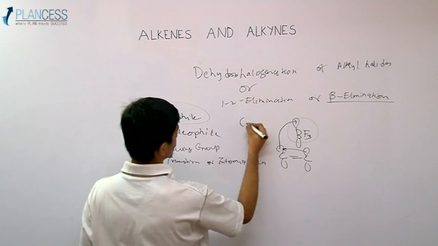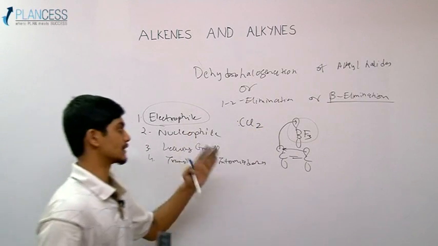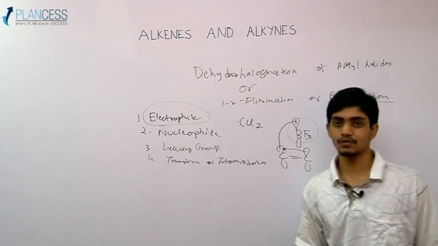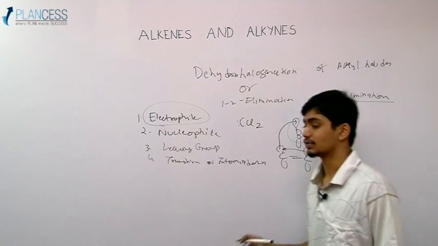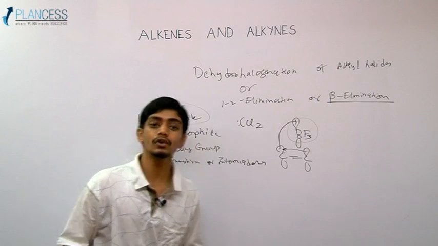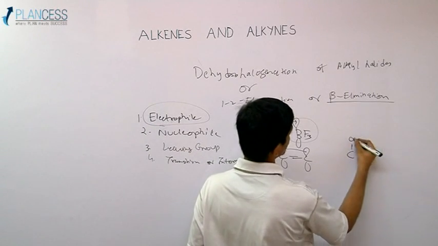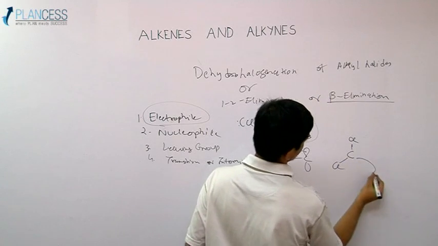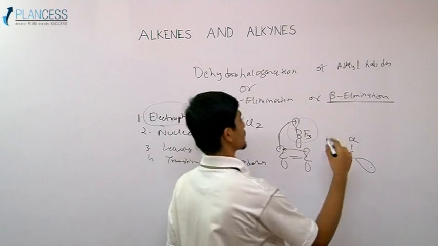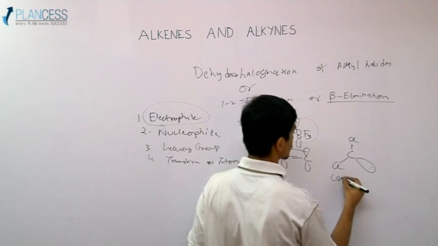Now what about this? CCl2 with a lone pair of electrons. Is this an electrophile? No, this also is not... this is actually an electrophile, although I am showing a lone pair of electrons over here. When you draw the Lewis structure, you will see that this is sp2 hybridized and there is an empty p orbital. This type of intermediate is called a carbene.